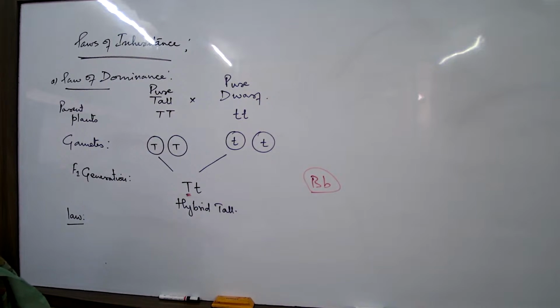The allele that expresses is known as the dominant allele, and the allele that remains suppressed, S-U-P-P-R-E-S-S-E-D, is the recessive allele. The allele that remains suppressed is the recessive allele. Got that? Wrote all of you? Done?